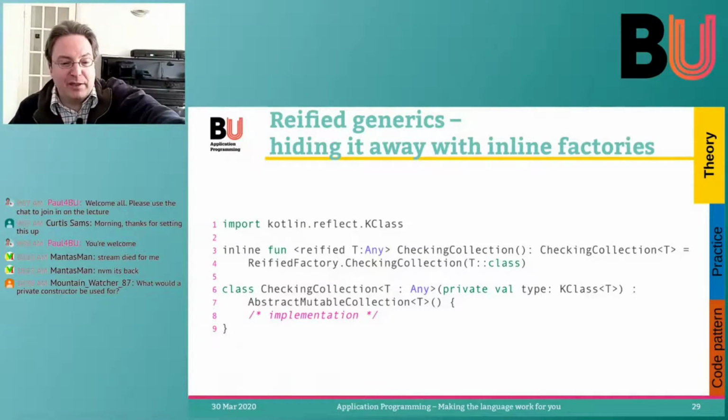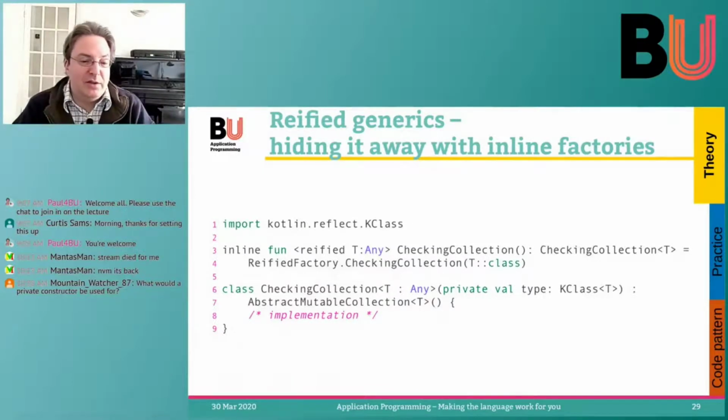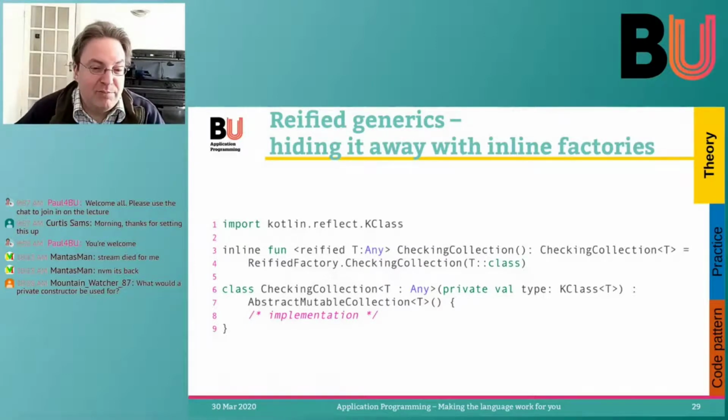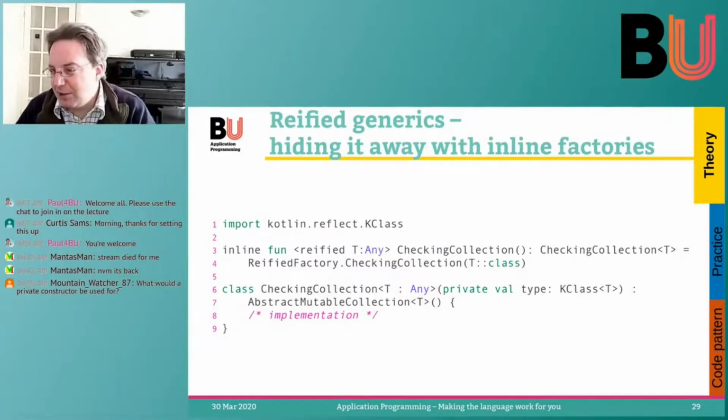So we just have this very quickly. We have a reified factory.checking collection, and with the parameter. Okay, so, it should not have reified factory dot, actually. I think when I wrote this, it was a completion thing. So it should just be checking collection. I will fix this in the slides later on.